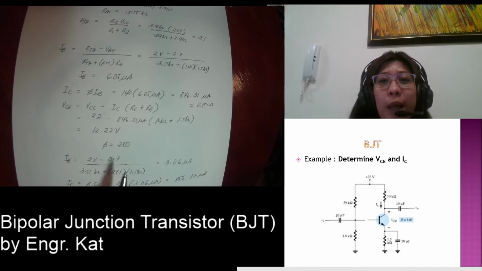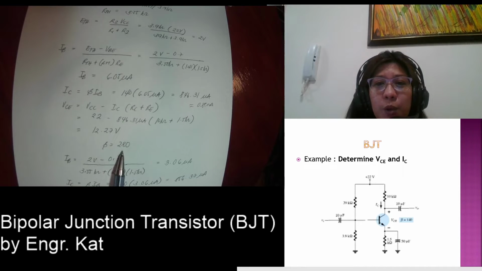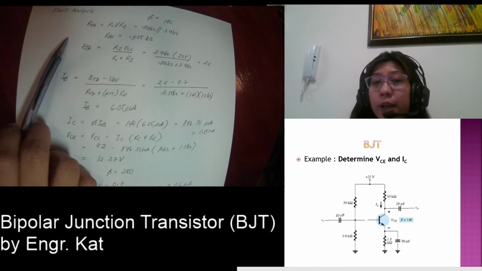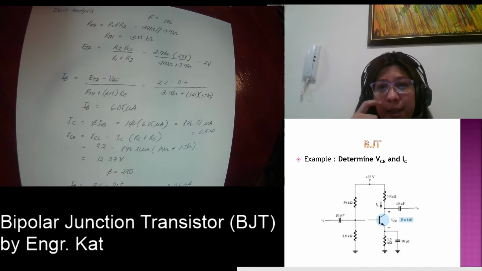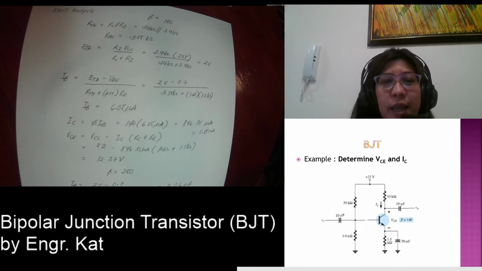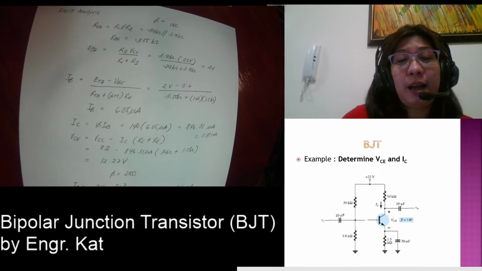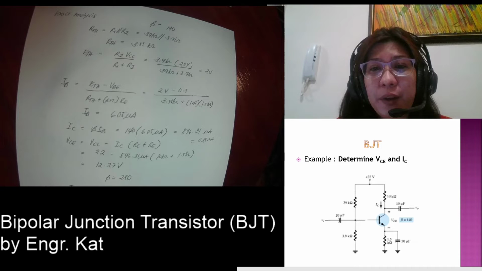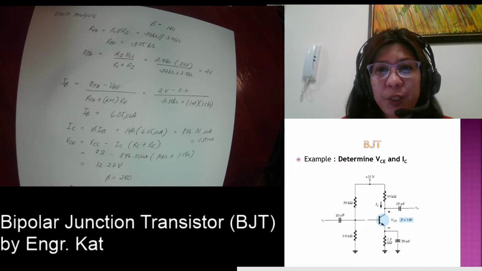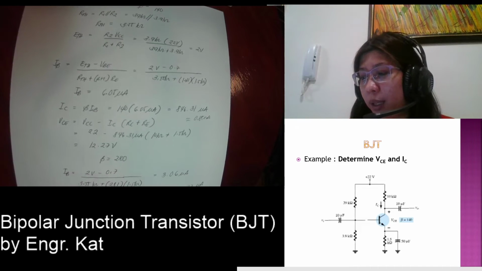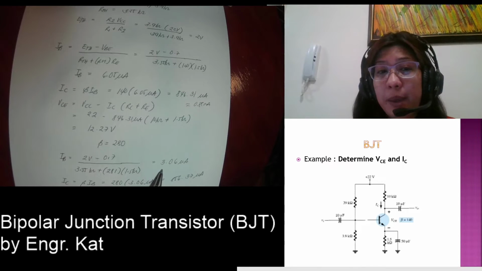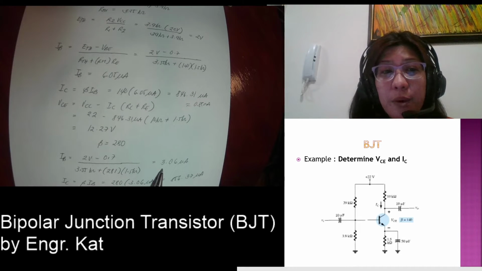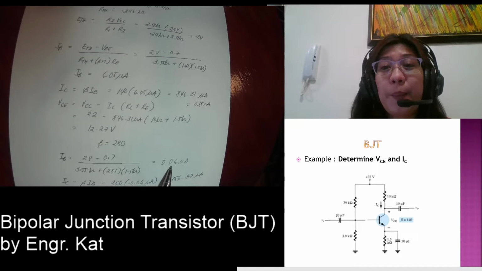Okay, now, what happens if beta is equal to 280? So we double the value of your 140. So in this case, your RTH and your ETH will remain the same because RTH and ETH are not dependent upon the value of beta, so they will be the same. So what happens is your IB will change when the value of your beta changes. So in this case, our IB is 3.06 microamperes.